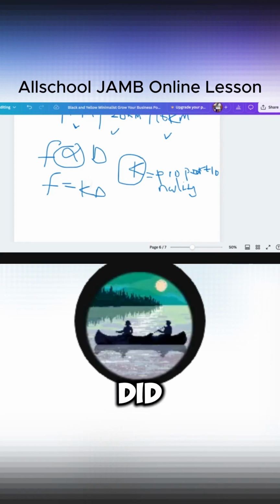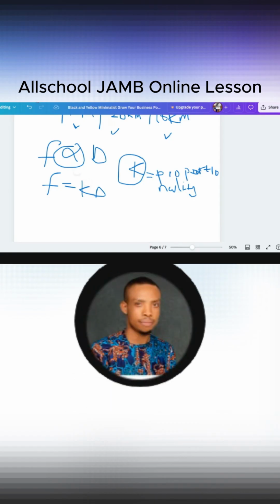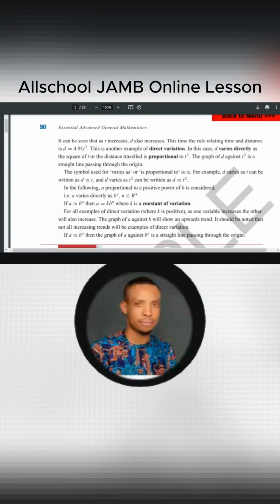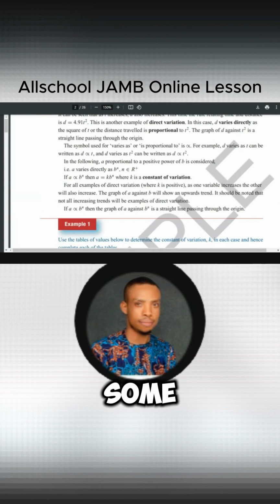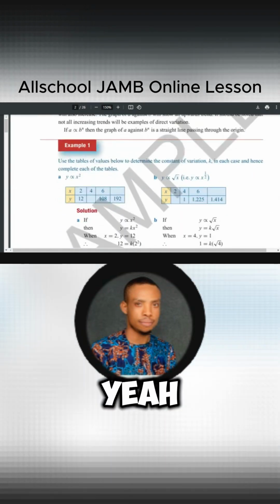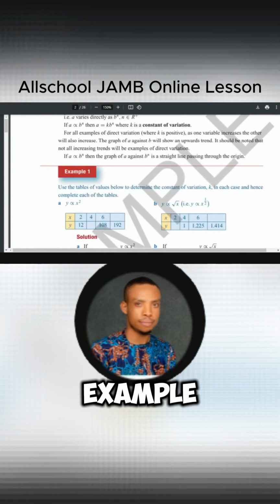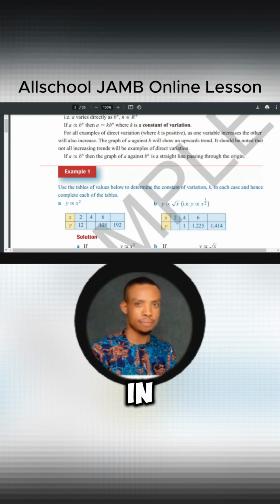Okay, moving forward. I have these. These are some examples that you come across. Now let's solve this question. This is an example: use the tables of values below to determine the constant of variation K in each case, and hence complete each of the tables.